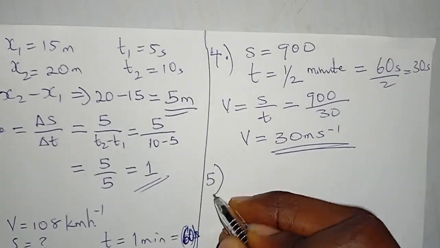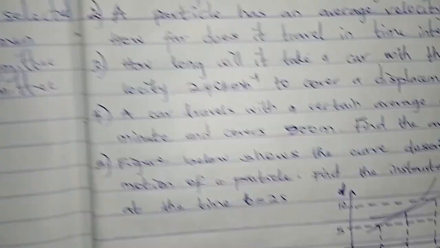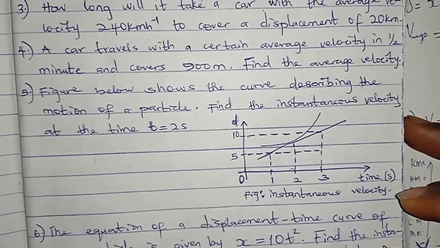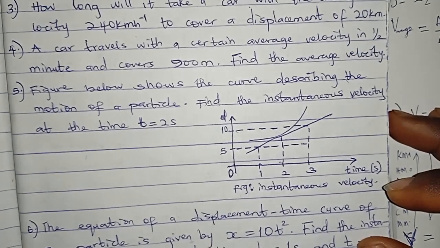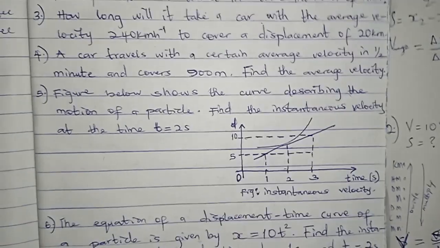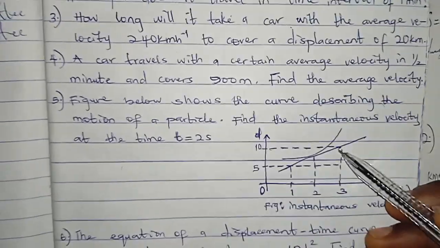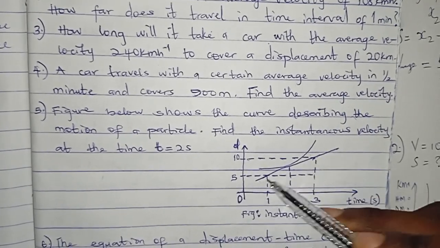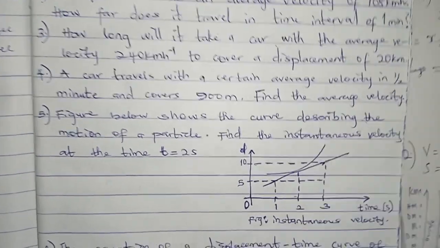Let's move to question 5. The figure below shows the curve describing the motion of a particle. Find the instantaneous velocity at the time t equals 2 seconds. So notice, this is the figure. All you need to do is come to the gradient, the slope. I told you this. That's what instantaneous velocity talks about. At the slope, you check the points it touched.